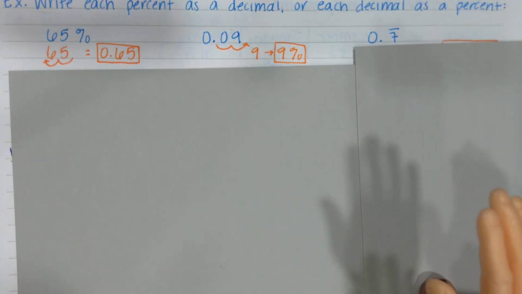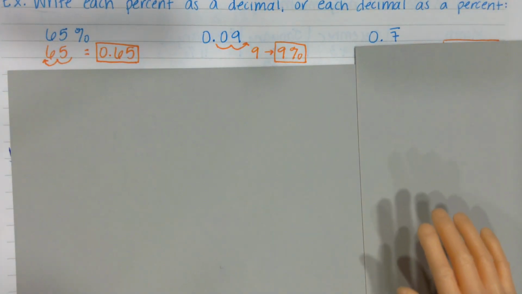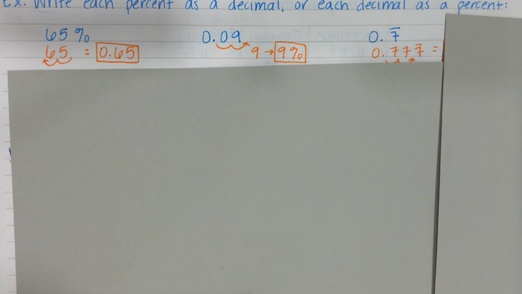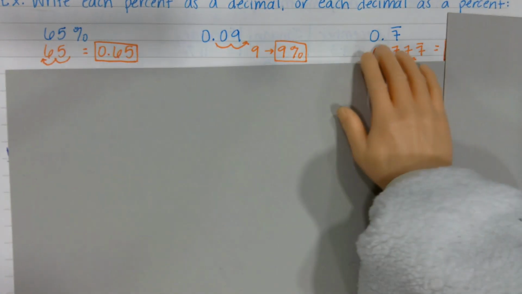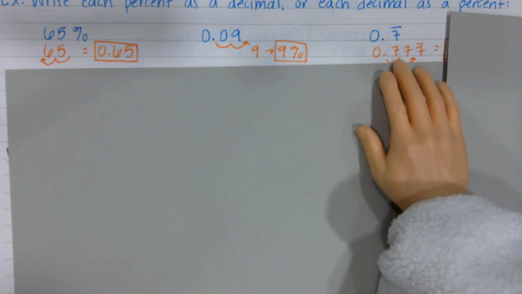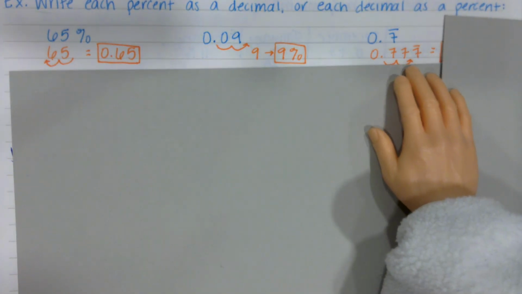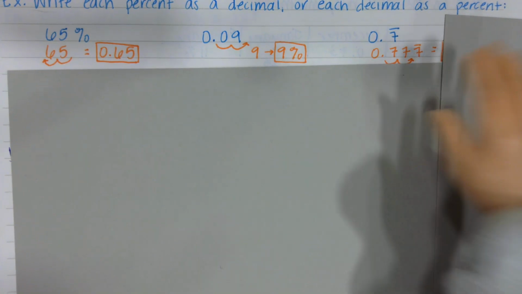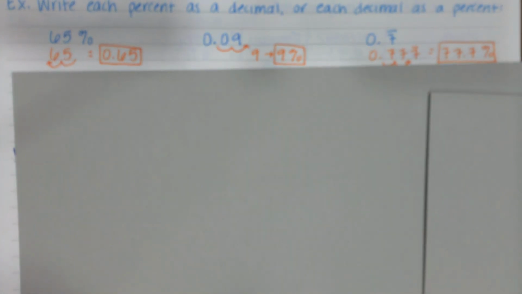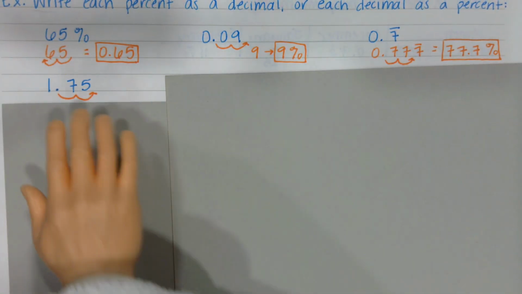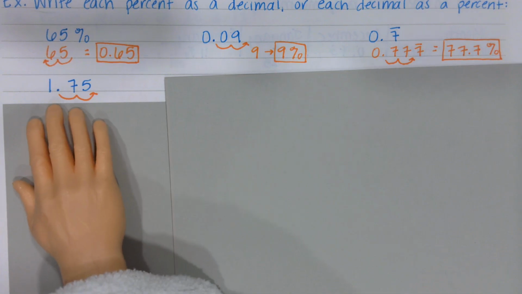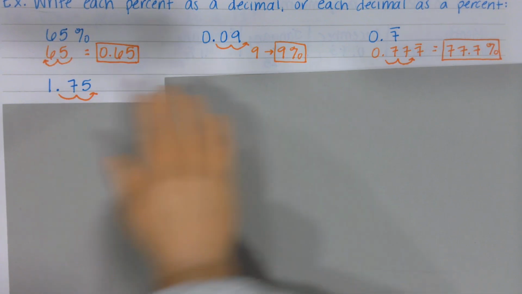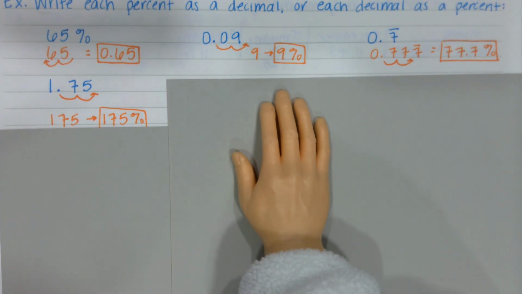And then if we have 0.7 repeating, that is 0.777 and so on. So we would move the decimal twice to the right and then add a percent symbol. And then this 7 with the line over it just means that there's 7s going on forever. So it is 77.7%. If we have 1.75, that's a decimal, so we're moving it twice to the right and get 175%.